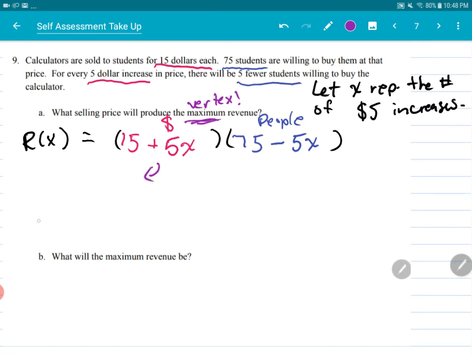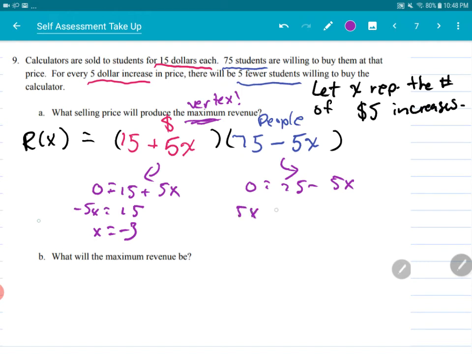But the easiest way here is to take both of our factors that are already there and set them equal to 0. So I would say 0 equals 15 plus 5x, and 0 equals 75 minus 5x. And we're trying to find out, well, what is x? If we solve for this, we get negative 5x equals 15, so x is negative 3. And 5x is equal to 75, and x is equal to 15.